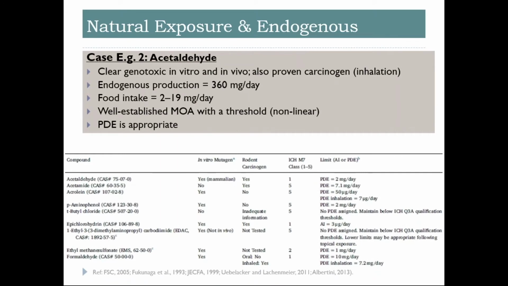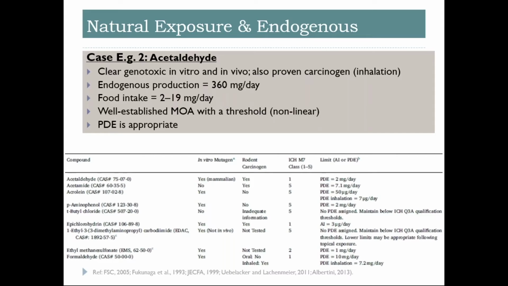So moving on to the next case example, acetaldehyde. It is also a clear mutagen and carcinogenic compound. However, carcinogenicity is only seen in the inhalation route. It is significantly produced endogenously in cellular metabolic pathways, up to 360 mg per day. In addition, some amount is also exposed via food, ranging from 2 to 19 mg per day, depending on the dietary habits of the human.